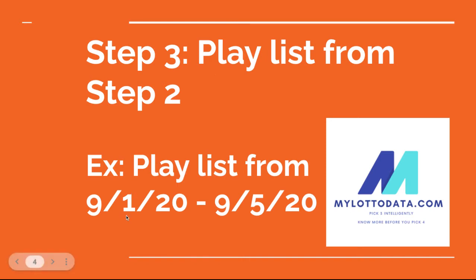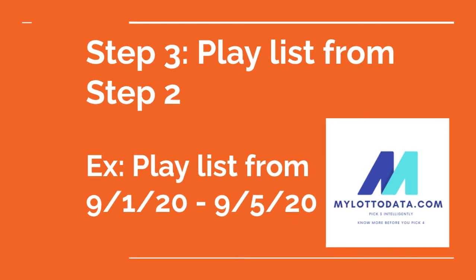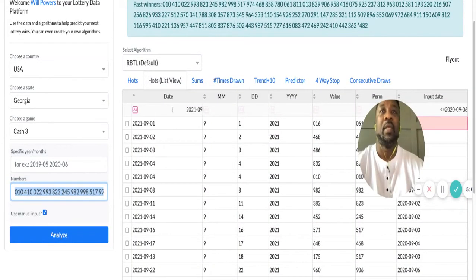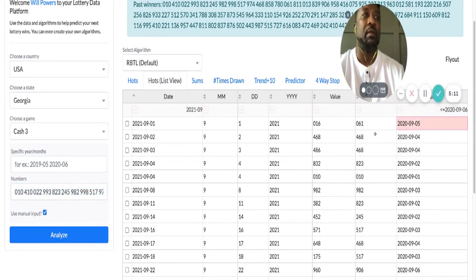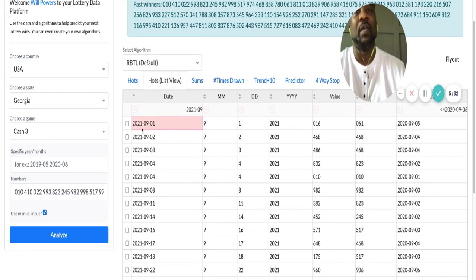So I'm going to play everything from 9/1/20 through 9/5/20. Let's see what that would have done. So I'm going to go back to sharing this tab, right? So family, you can see here on the left, I have the data from September 2021, and on the right, I have the data from September 2020. Okay, so let's see what would have happened had we done that.